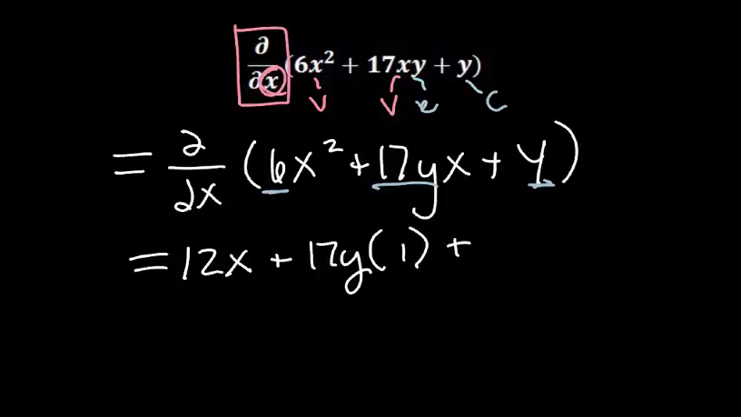Then we add our next term, which the derivative of y, since y is a constant, is 0, since the derivative of any constant is actually 0 anyway. So then our final answer, when simplified, would be 12x plus 17y.